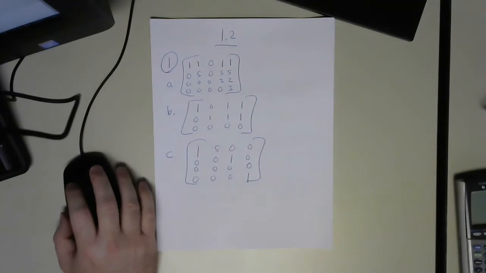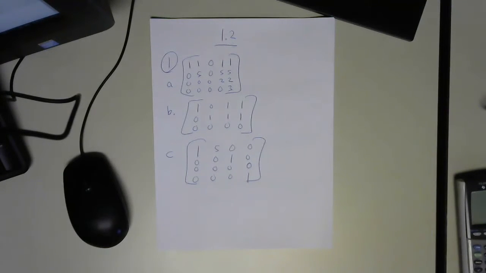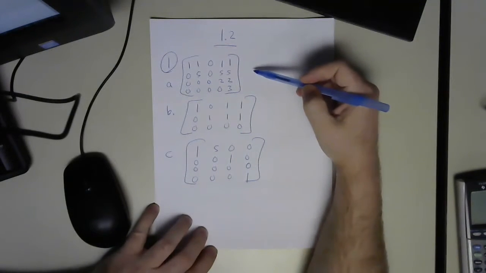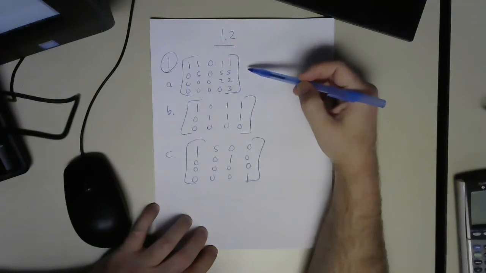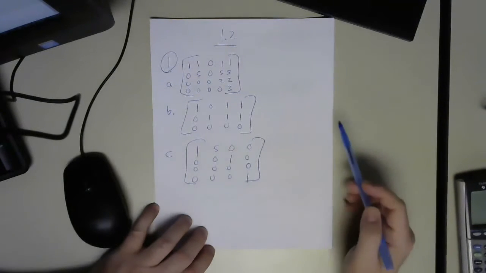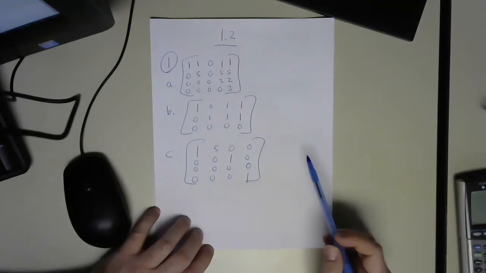All right, this is problem number 1 from section 1-2. And the question is, are these in echelon form, reduced echelon form, or neither? So you have to start with part A. Now, first of all, in order to be in either form, all of the rows containing only zeros have to be at the very bottom.